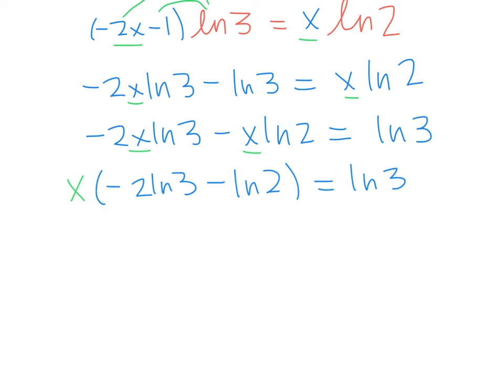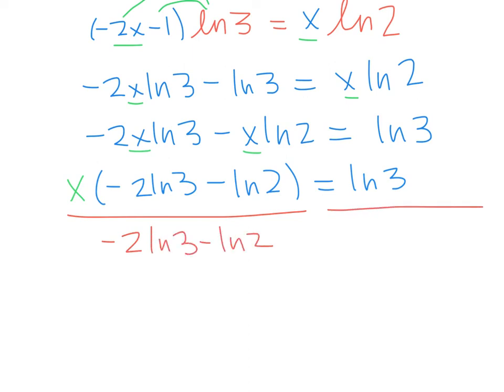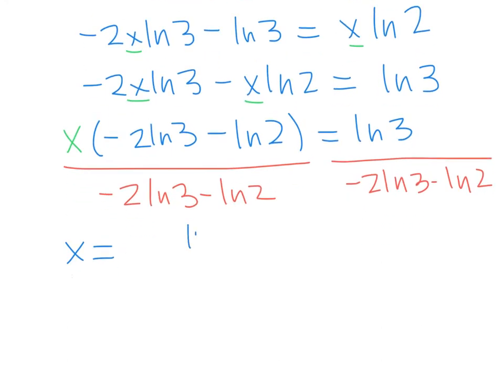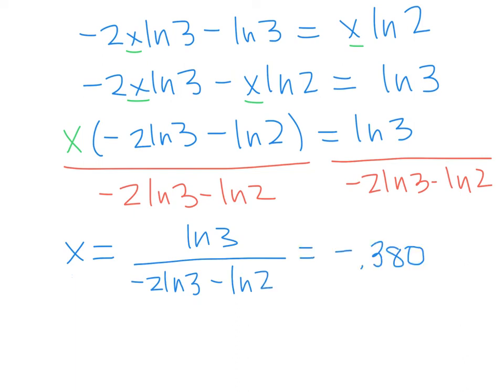Now x shows up just one time, so to get it by itself, we want to divide by negative 2 natural log 3 minus natural log 2 on both sides. And that's going to get us x by itself. So we get x equals natural log 3 over negative 2 natural log 3 minus natural log 2. And plugging that into the calculator, we get negative 0.380.